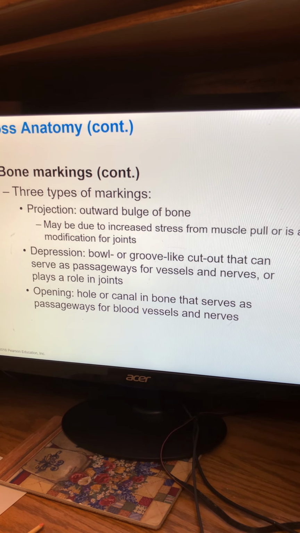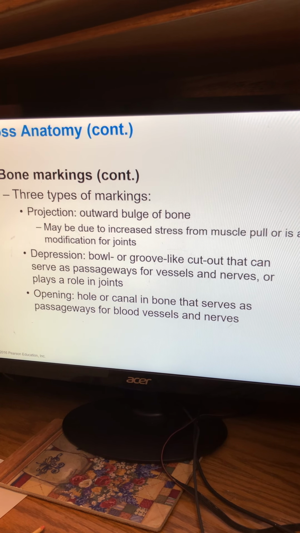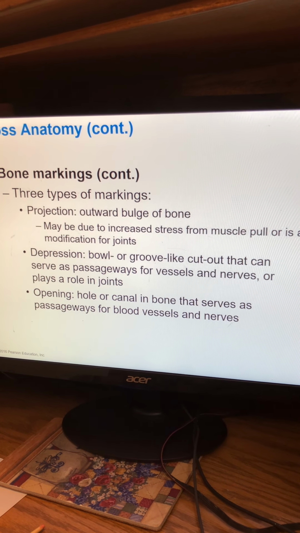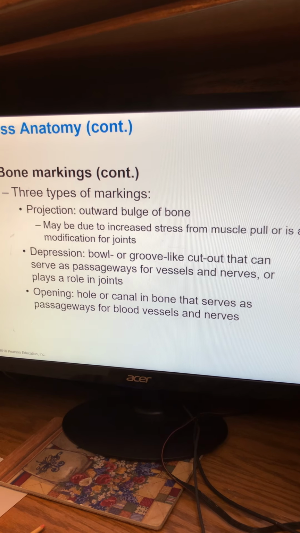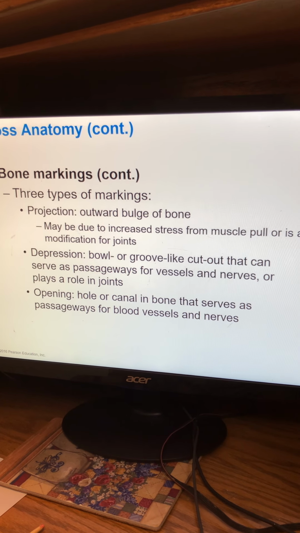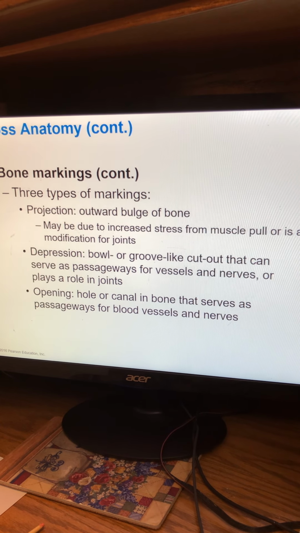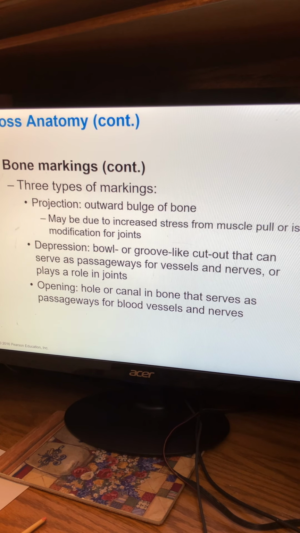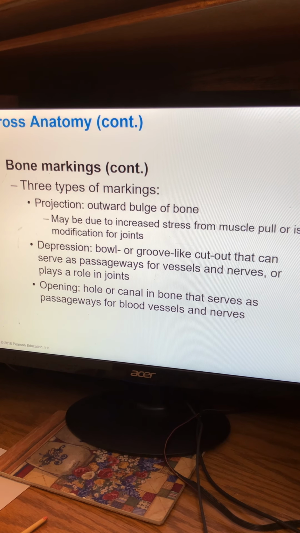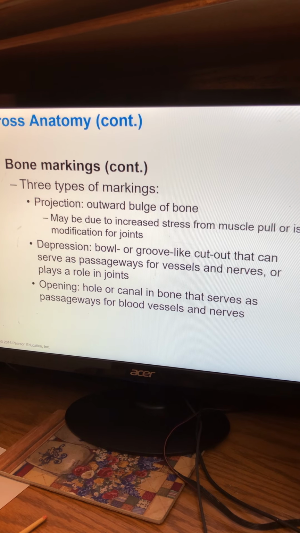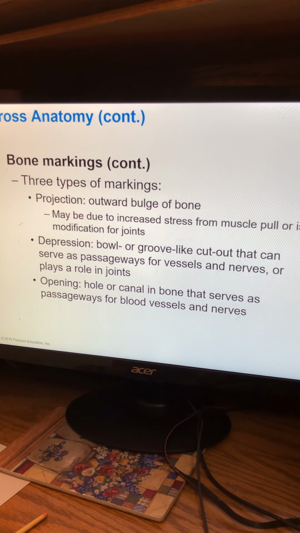And the third category is going to be an opening. An opening is just that. It's going to be a hole or a canal in a bone that serves as a passageway for blood vessels and/or nerves. So those are the three different types of markings: a projection, a depression, or an opening.